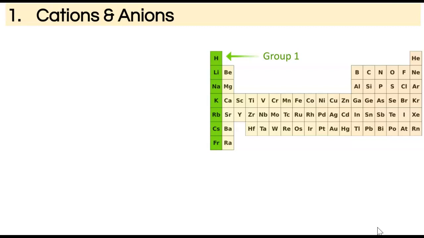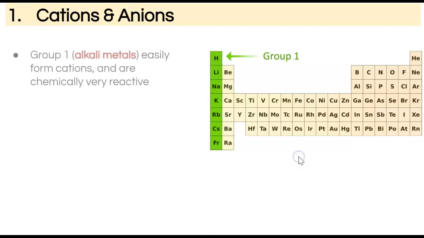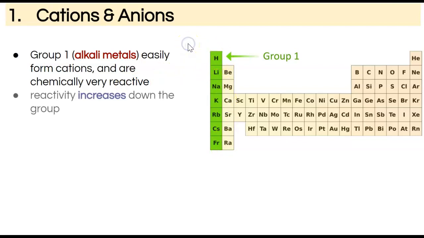Let's talk about elements in group 1. Group 1 elements will all have 1 valence electron, and they easily form cations because of that 1 valence electron. They're super chemically reactive as a result because they all want to lose that electron to become stable. And so that's what they do.